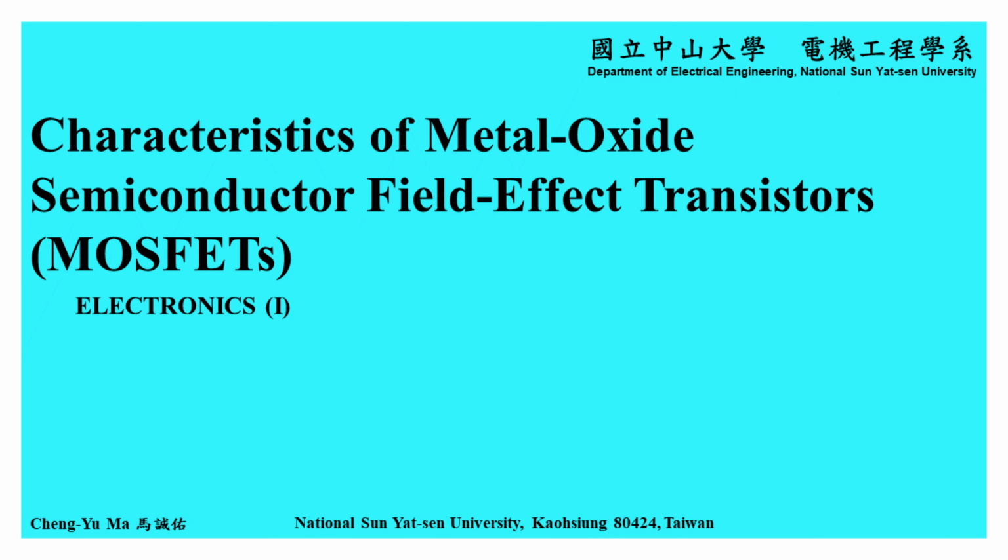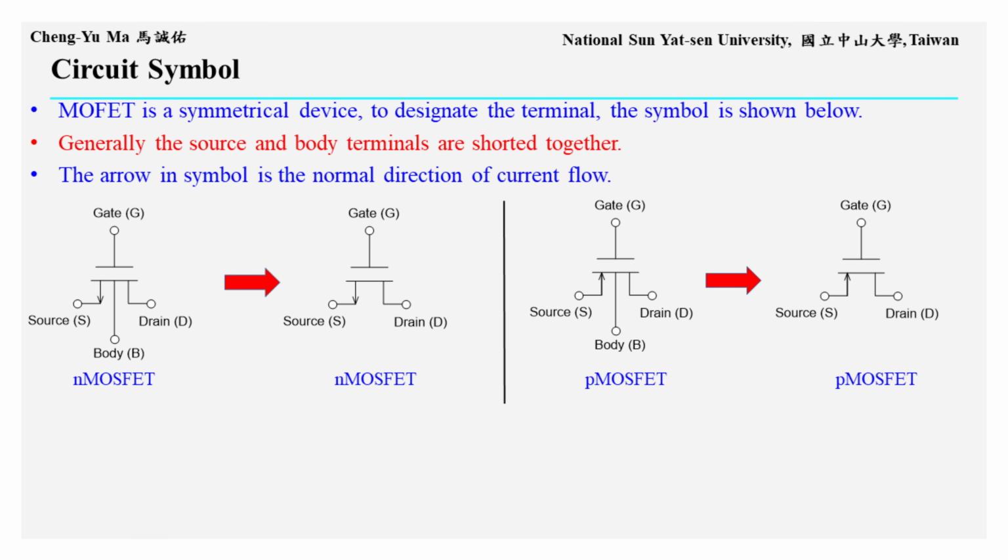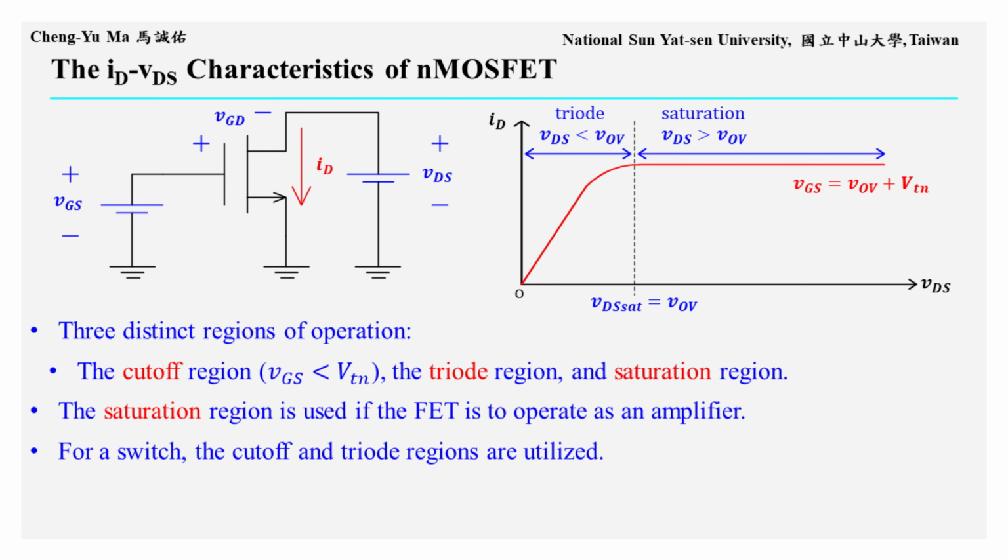Hello, everyone. In this section of electronics, we will introduce the characteristics of MOSFET devices. In the previous video, we introduced the circuit symbols of NMOS and PMOS transistors. We also introduced the operating regions of an N-MOSFET. When VGS is below VTN, no inversion channel is formed, so there is no conducting drain current. This is the cutoff region.